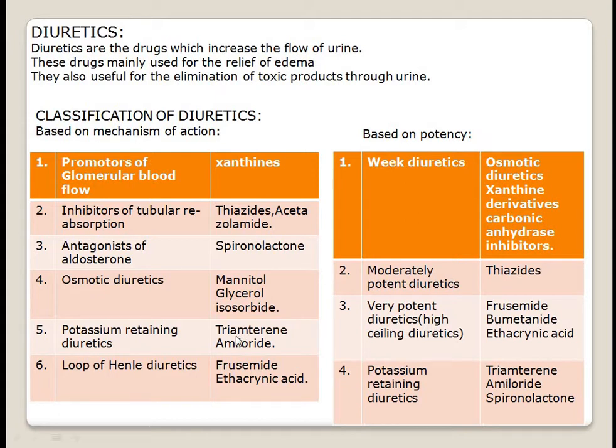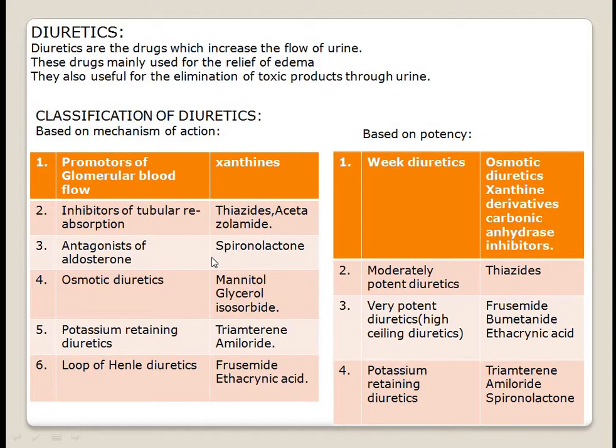Whereas triamterene and amiloride are drugs whose mechanism of action is potassium retaining diuretics. Furosemide and ethacrynic acid show their action on the loop of Henle. In the nephron there is a part called the loop of Henle, with a descending loop of Henle and an ascending loop of Henle. So this group of drugs will show their mechanism of action in that part.